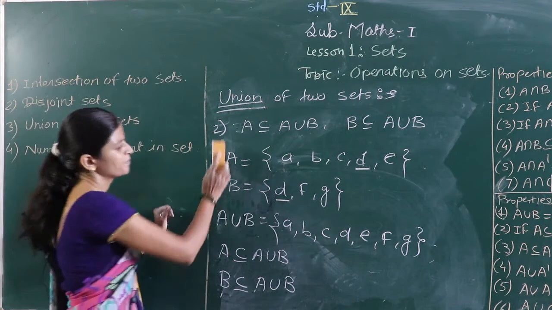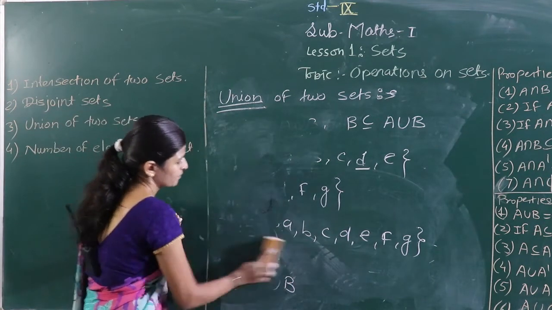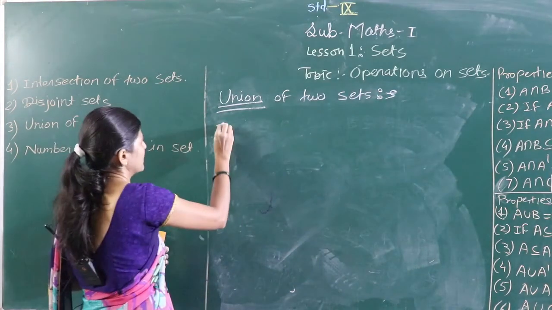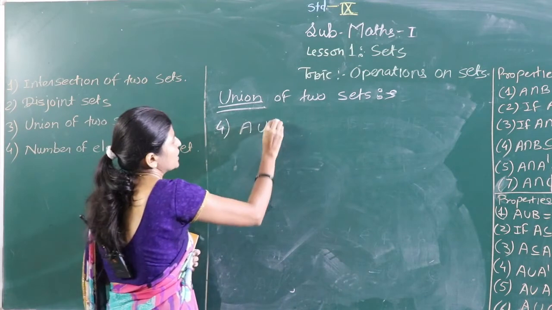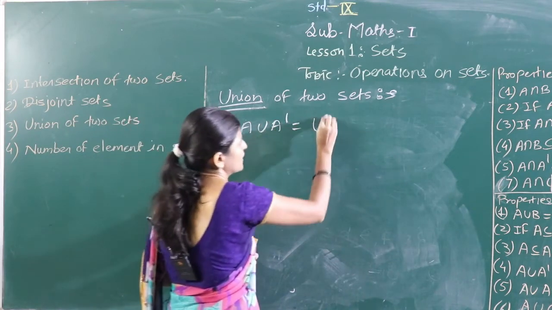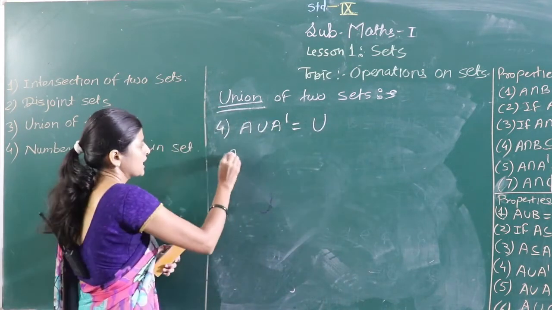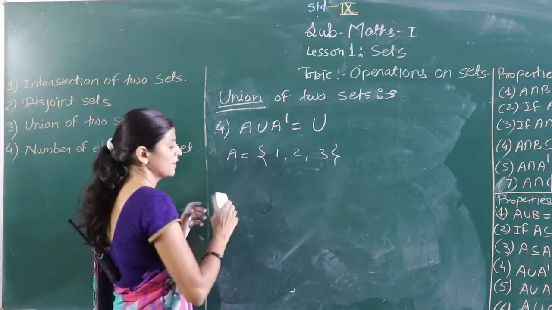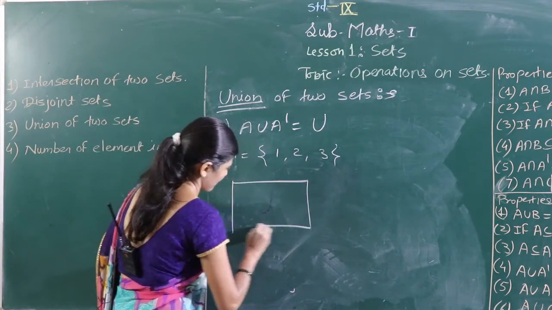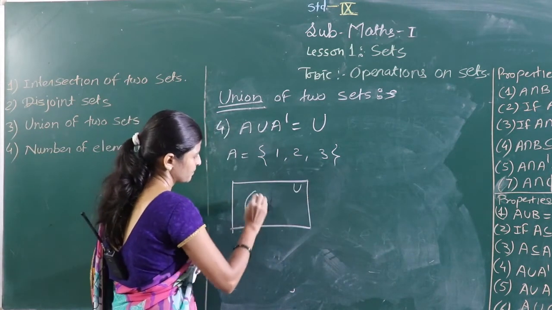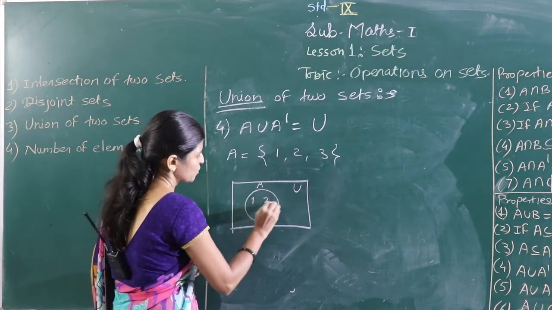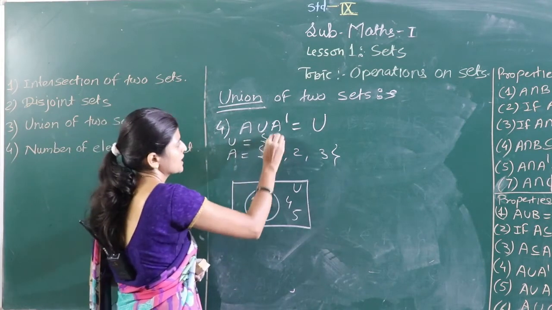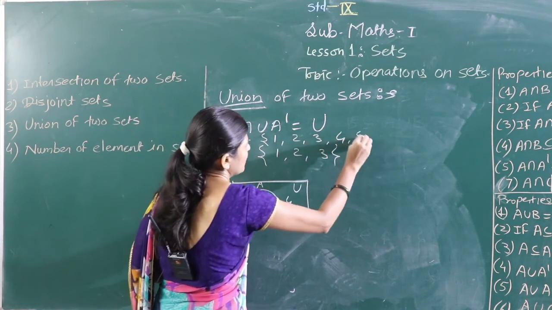Now property 4. A union A complement equal to universal set. Property 4th is A union A complement equal to universal set. Suppose A is a set of 1, 2, 3. This we prove by Venn diagram. This is the universal set. A is a set of 1, 2, 3 and the universal set. What is the universal set from this Venn diagram? Universal set is nothing but 1, 2, 3, 4 and 5.